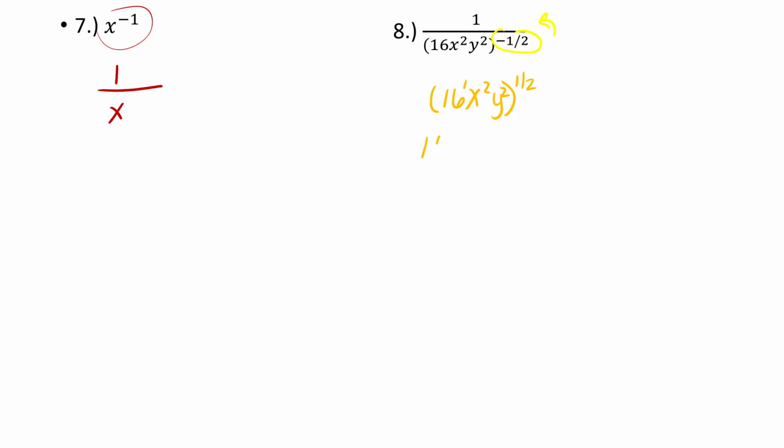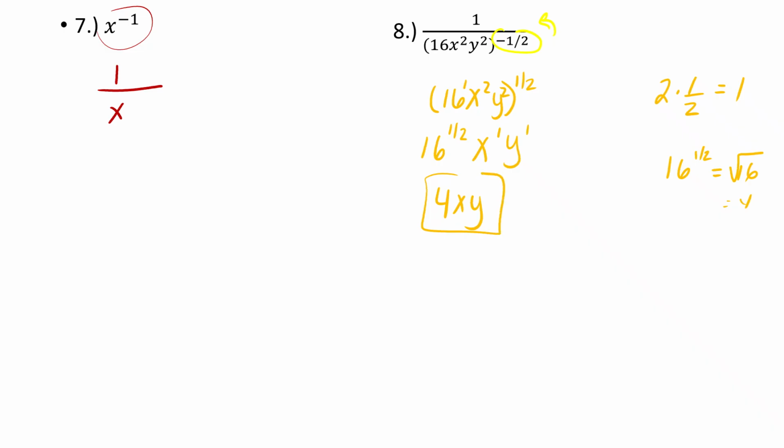It'll be 16 to the 1 times 1/2, which is 1/2. X squared, so you're going to do 2 times 1/2, but 2 times 1/2 is 1. And the same there. And then remember that 16 to the 1/2 is a way of writing the square root of 16, which is 4. And then we don't need those exponents, so that becomes just 4xy on that.